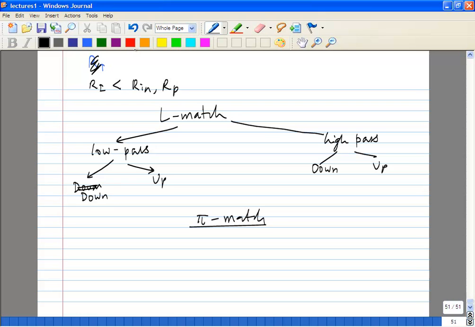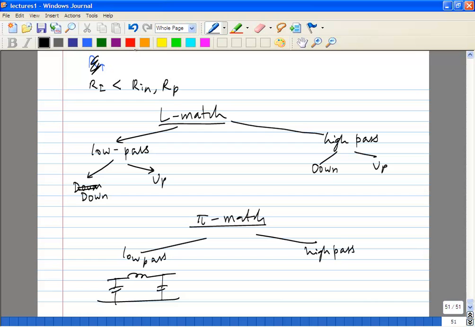Okay. So in the case of the pi match, you only have two kinds. Which is your low pass, which we just looked at, right? What is your high pass going to look like? Right, a capacitor in series and two shunt inductors. In general, which would you prefer? Why? Capacitor gives a direct separation between the two. You would prefer a low pass because what? That's right. The reason you would prefer it is because you don't want two inductors.